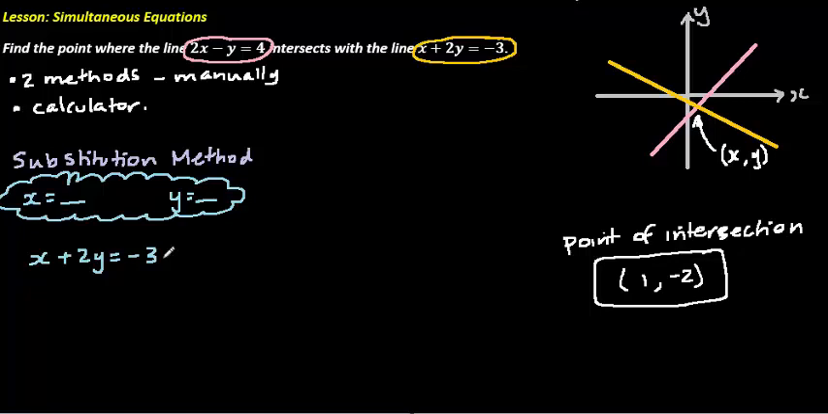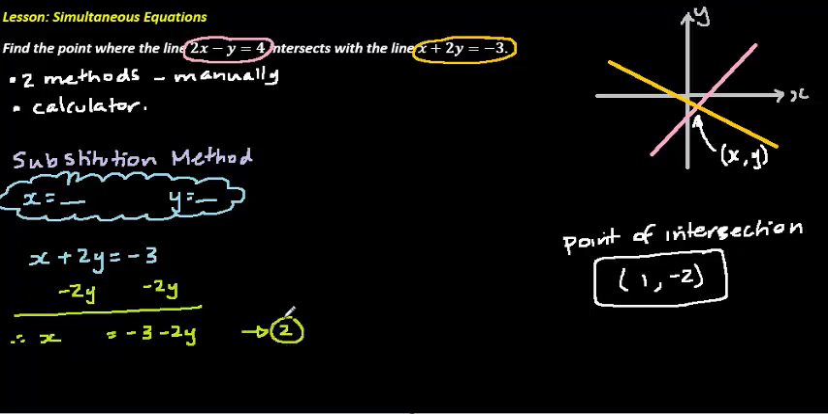Now, if I subtract 2y from both sides, then I'm going to get an equation that says x equals negative 3 minus 2y. And this is now in this format, so this is what I'm looking for. And as we always do, I'm going to number my equations. So I'm going to call this equation 2. And my equation 1 is still my pink equation. So it's 2x minus y equals 4. That's my first equation, and I haven't done anything to that at all.